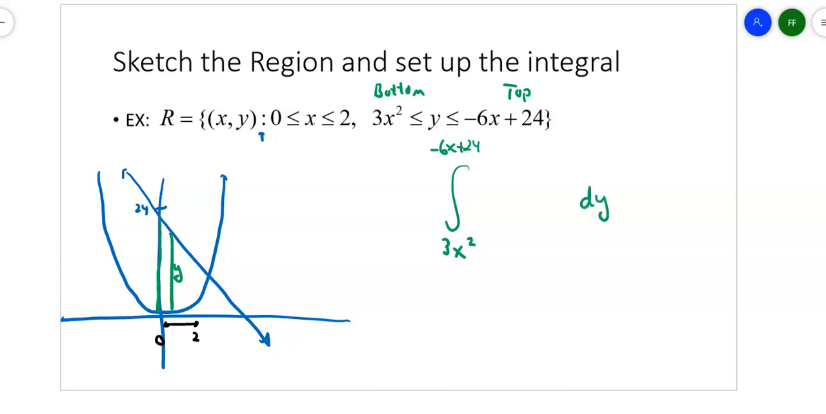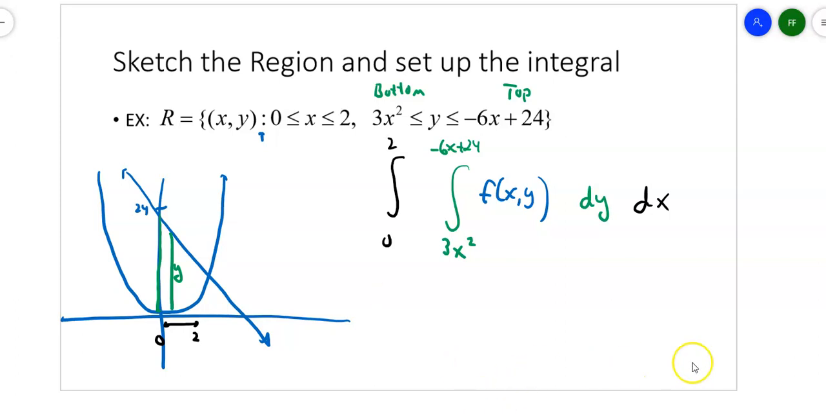How about the x's? The x's go from 0 to 2. So 0 to 2 is an integral with respect to x. And we don't know what the function is, so let's just call it f of x, y. That's the surface that's sitting up on the top for which I'm trying to find the volume. So that's how I set it up. The y's are in green. Bottom one is 3x squared. Top one is a line, so it goes from the curve to the line. The x's go from 0 to 2.